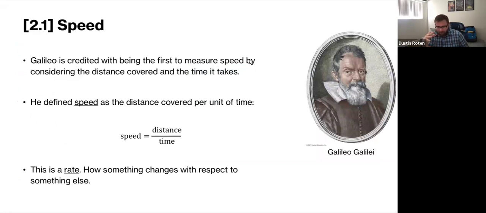So in regards to speed, Galileo is actually credited with being the first to measure speed by considering the distance covered and the time it takes to cover that distance. Okay, so we've got a distance, we've got a time it takes to do that. Galileo defined speed as just the ratio of those two things, distance over time. And if you think about it, our definition of speed still comes from that. Distance per time, in our case, miles per hour. If you're in Australia, kilometers per hour.